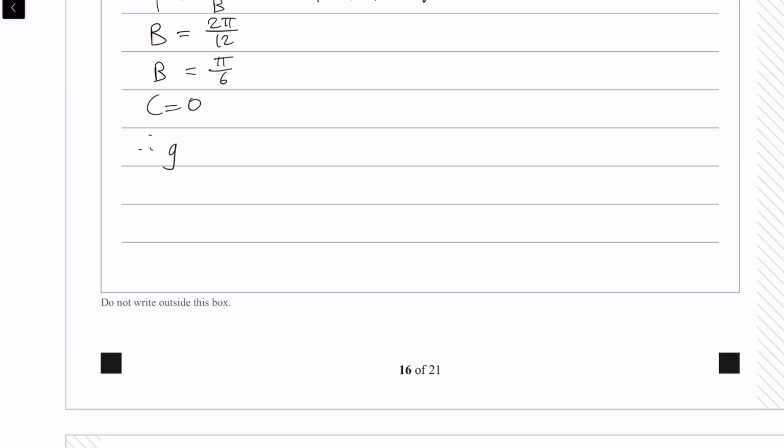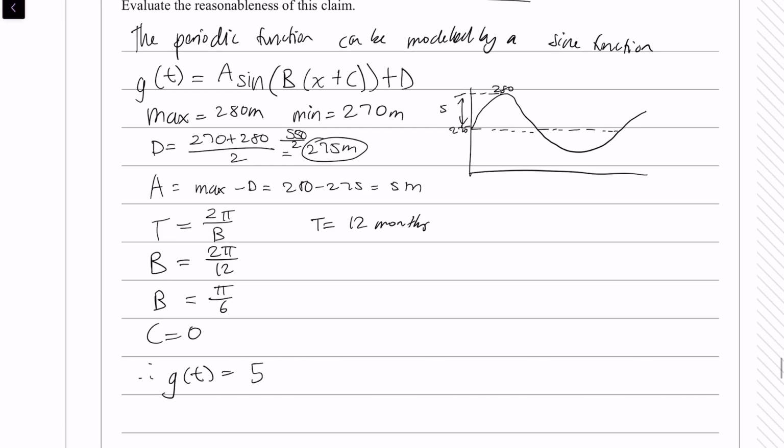Therefore, the function of glacier in terms of time is 5, which is our A value, amplitude, sine pi on 6, which is our B value, times t, plus 275, which is our D value there. All right, so that is our first mark, which is to correctly determine the sine function that models the front edge of the glacier position.